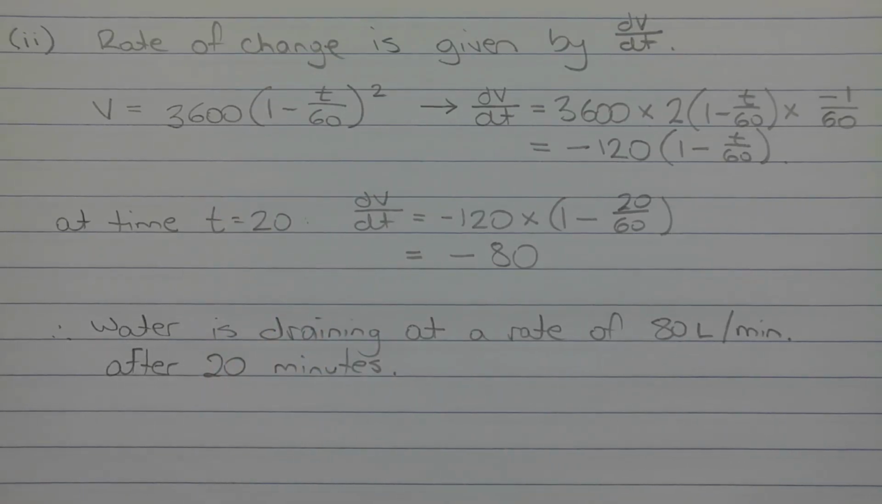to find dV/dt. So dV/dt is equal to 3,600 times 2 times (1 minus T over 60) times the derivative of 1 minus T over 60, so that's times negative 1 over 60, which simplifies to negative 120 times (1 minus T over 60). Now at time t equals 20, the value of dV/dt is equal to negative 120 times (1 minus 20 over 60), which equals negative 80. Therefore, water is draining at a rate of 80 litres per minute after 20 minutes.